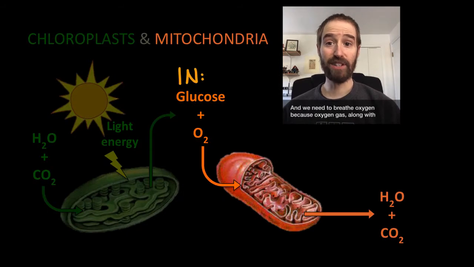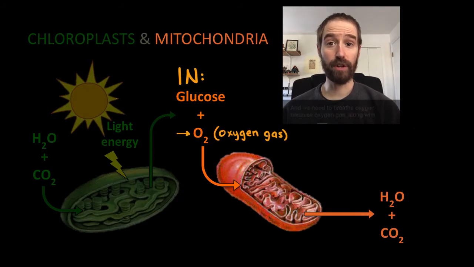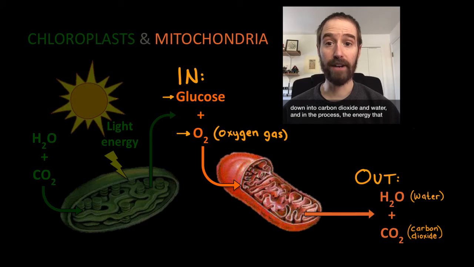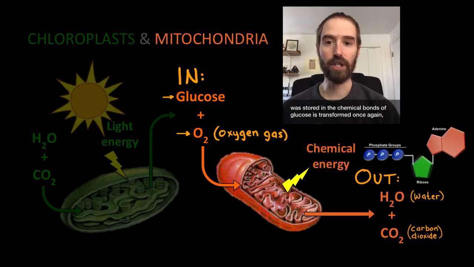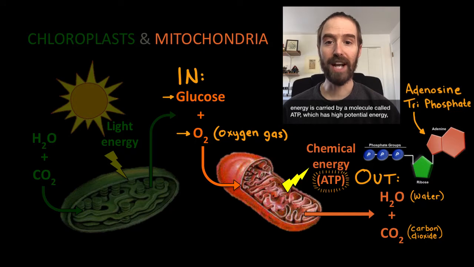And we need to breathe oxygen because oxygen gas, along with carbohydrate monomers like glucose, provide the raw material for cellular respiration to occur. During cellular respiration, carbohydrates are broken down into carbon dioxide and water, and in the process, the energy that was stored in the chemical bonds of glucose is transformed once again, this time into a form that can be used directly by living cells. This form of energy is carried by a molecule called ATP, which has high potential energy, or high potential to generate movement and to do work.